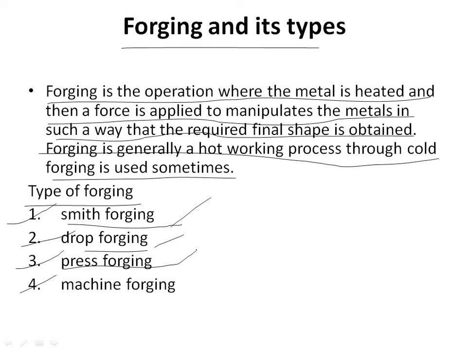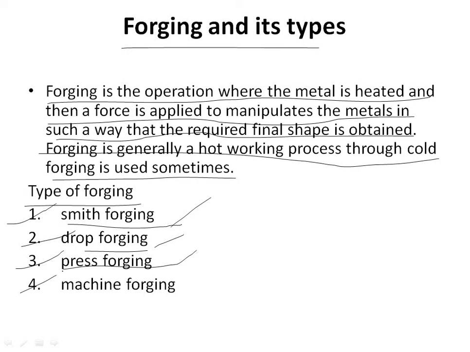Because the material gets uniformly deformed throughout its entire depth, the press forging dies have various impressions such as fuller, bender and finisher impressions, properly arranged.